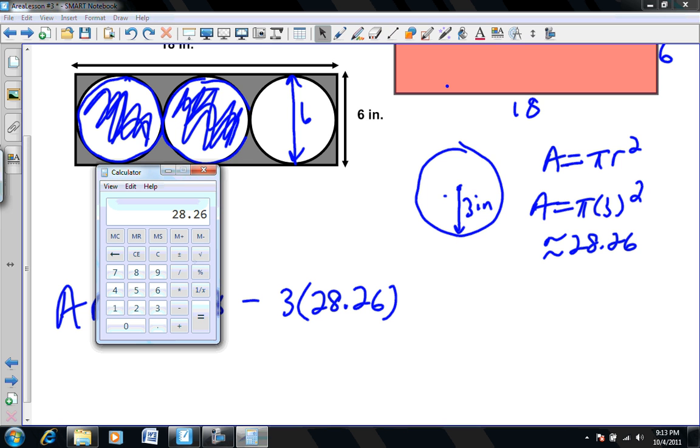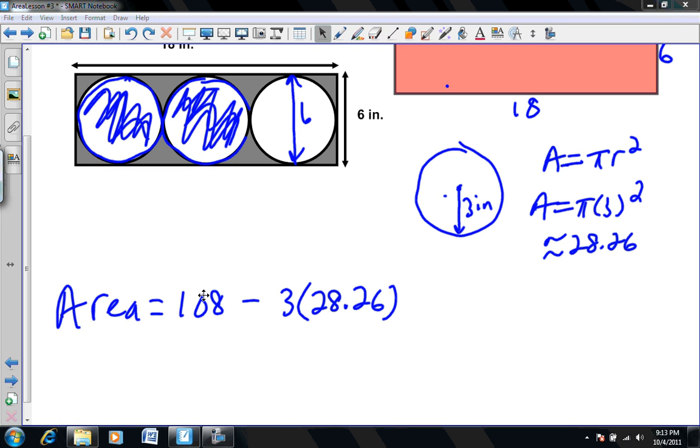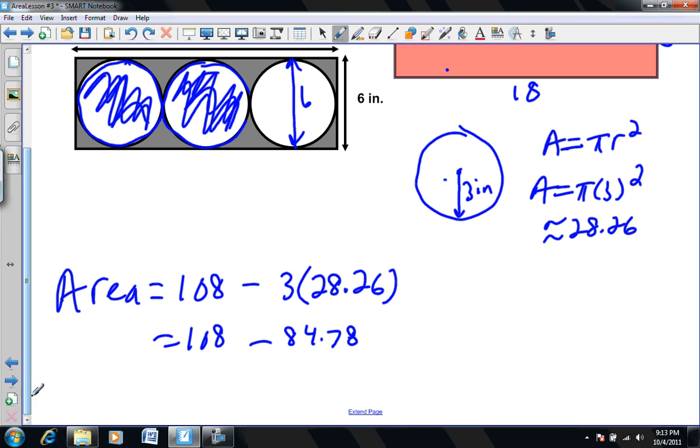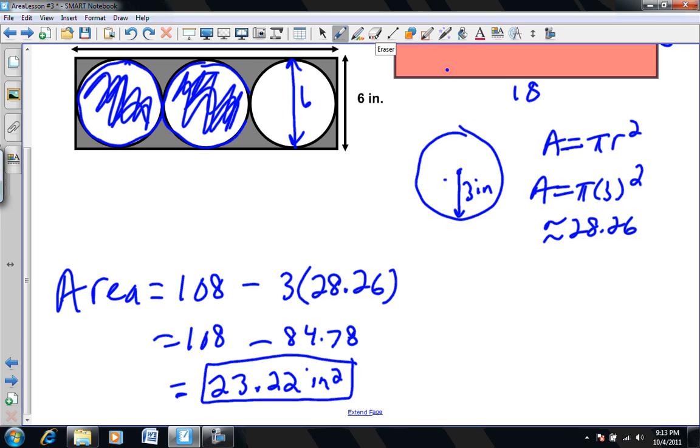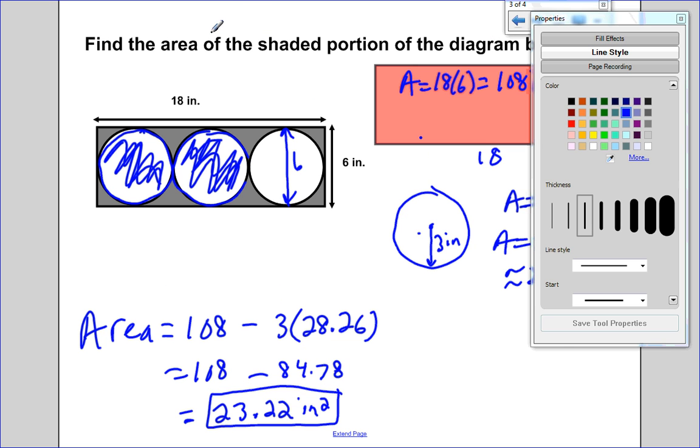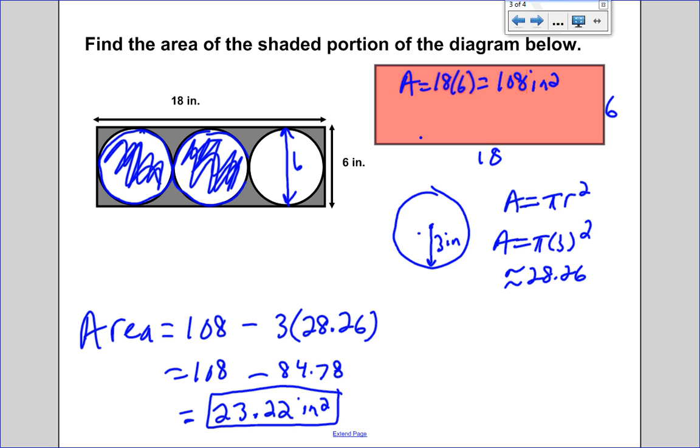So I'm going to subtract 3 times 28.26. Get the calculator out. Times that answer by 3. What do I get? 84.78. So I'm going to subtract that from 108. And when I do that, I should be able to do this in my head. What am I going to get? 23.22 square inches. So this is a case where I'm going to find my area by subtraction, because the shaded area can be found by taking 3 circles away from a rectangle.